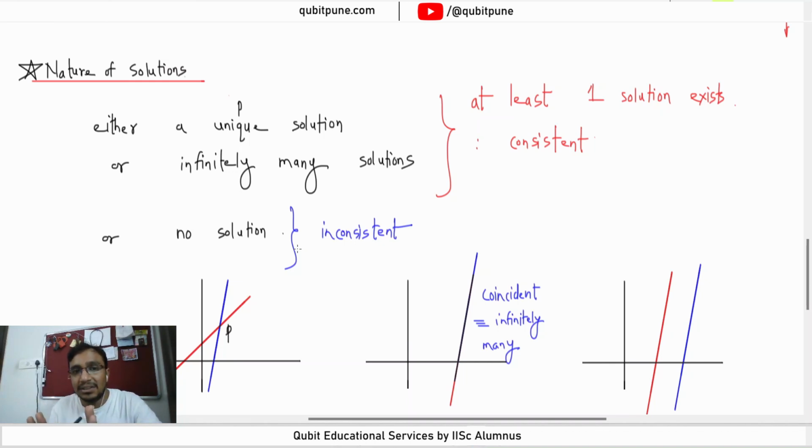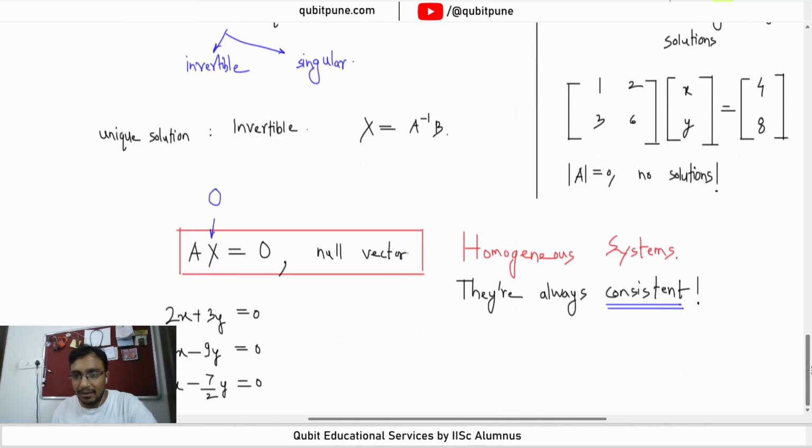Do you follow this? If you don't, please let me know right now. I will explain it in greater detail. You have followed this, right? Homogeneous systems are always consistent? Yes, sir. Yes, okay.